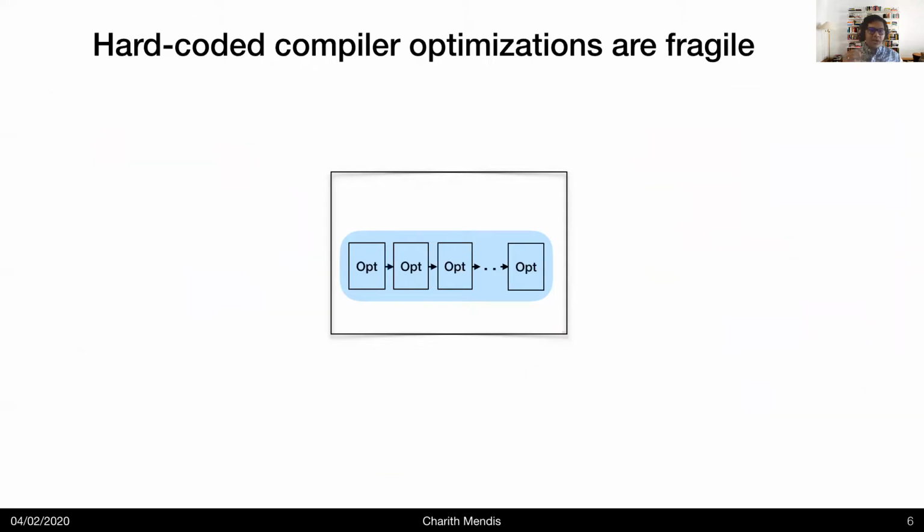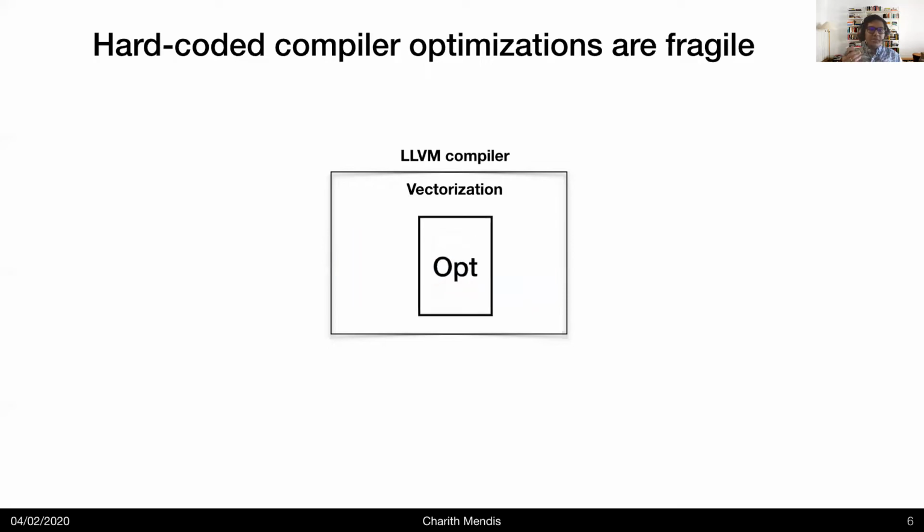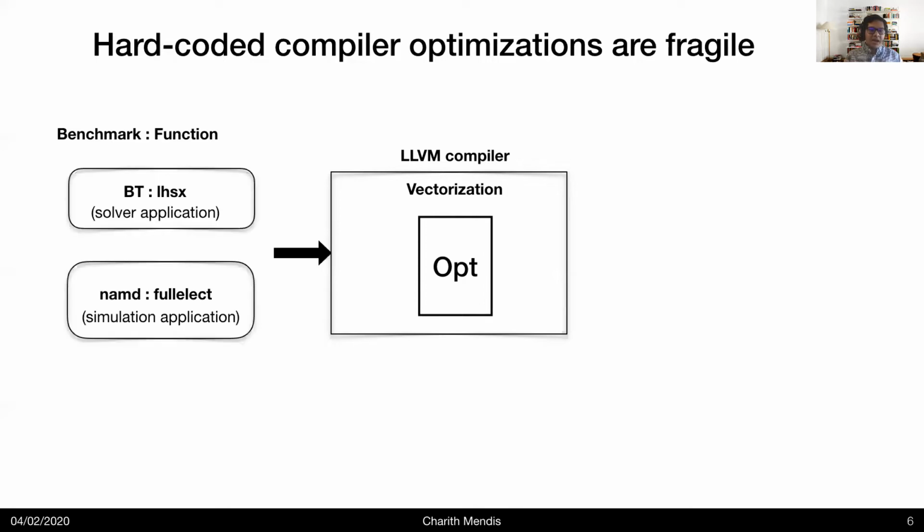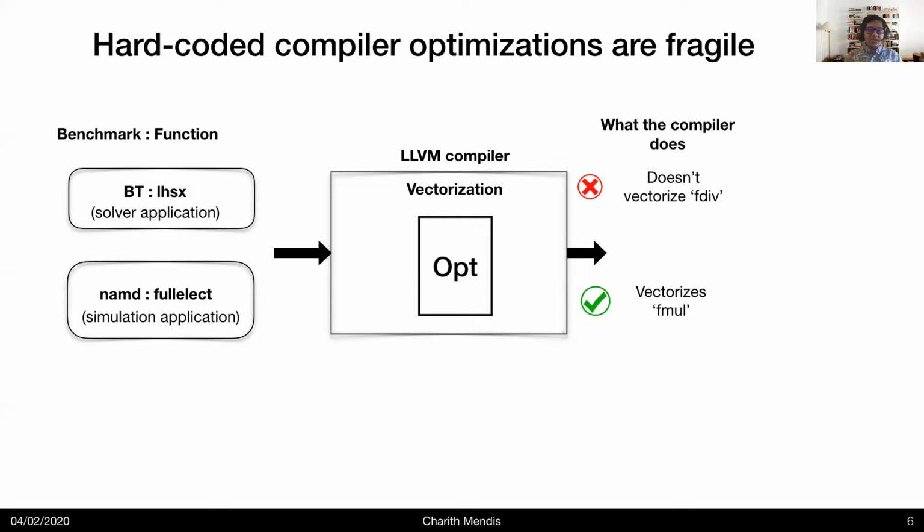Firstly, hard-coded compile optimizations can be fragile, and fixing them up can be even more tedious. To illustrate this point, let's look at compile auto-vectorization, an important compile optimization pass that you can find in virtually every modern-day compiler out there. I compiled two different benchmarking applications and observed what the compiler would do in each case. For the first solver application BT, the compiler decided not to vectorize an important piece of code. Whereas for the second simulation application NAMD, the compiler was indeed successful at vectorization.